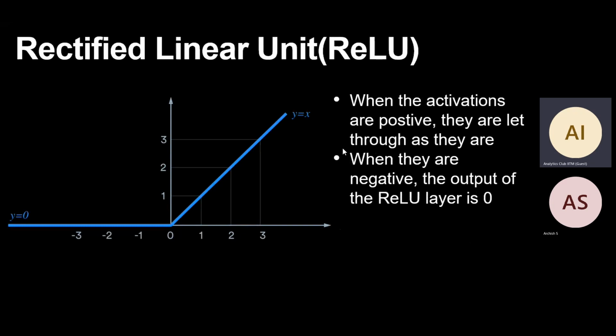So yesterday we were looking at activation functions, right? This is one type of activation function called a ReLU, rectified linear unit. The math of ReLU is pretty simple. When the input is positive, it just lets it through as it is. When it's negative, it doesn't let it through. It's zero.